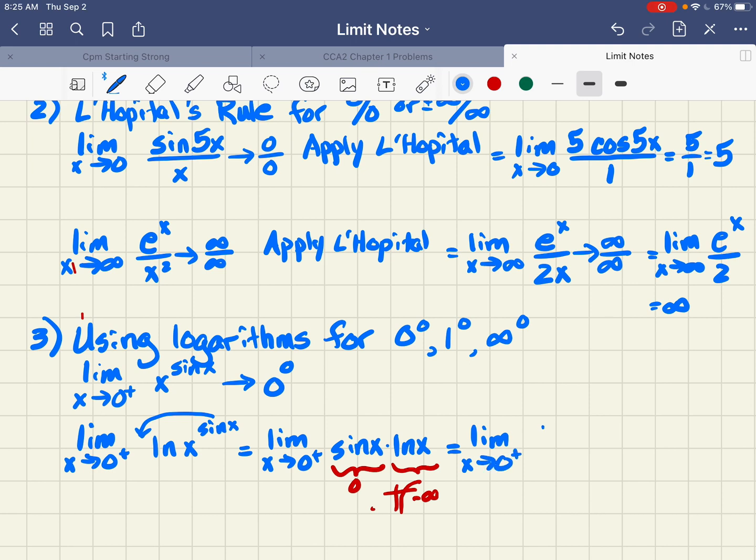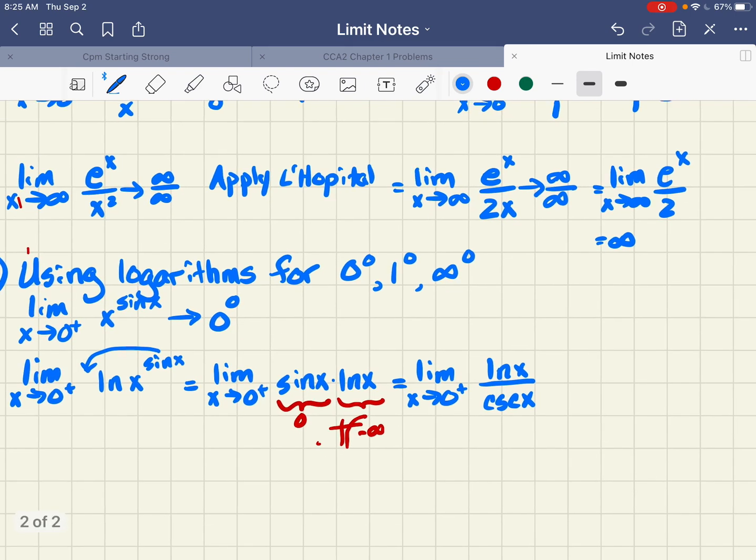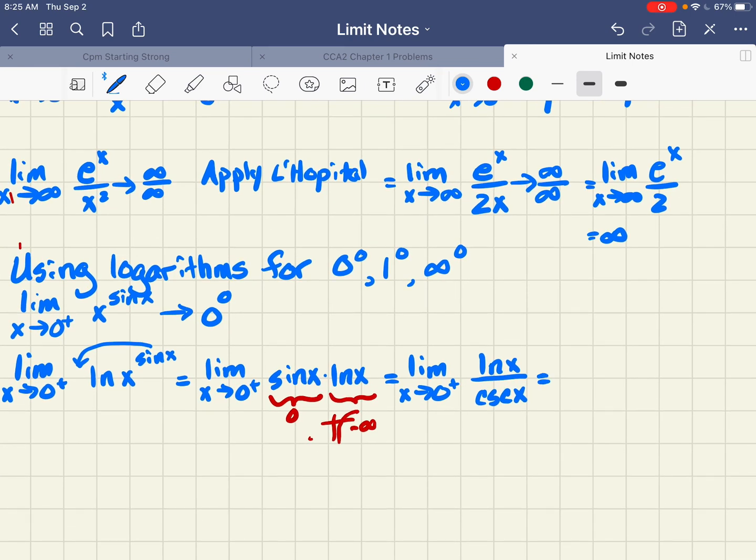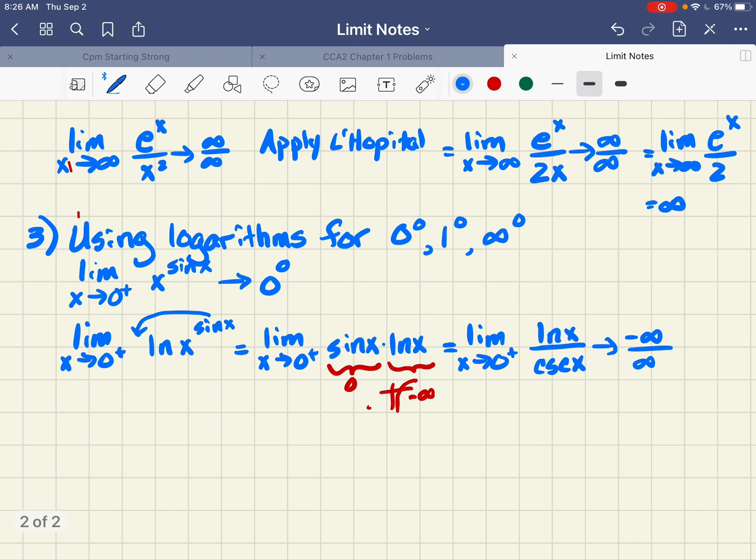But if you rewrite it as the natural log of x over, if I want to move sine to the bottom, I'm going to get 1 over sine, which is cosecant x. The natural log of 0 is going to approach negative infinity. Cosecant x, from the right, is going to approach positive infinity. So I've got L'Hopital's rule. This one's going to take a lot of room, I'll warn you.